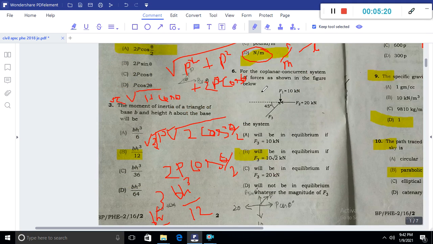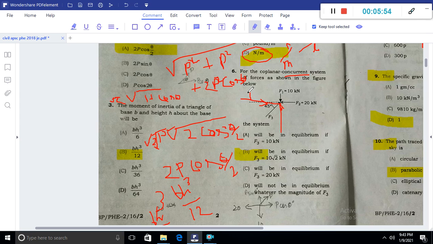So the next question asks: for the coplanar concurrent system. It is coplanar because all the forces lie on the same plane, that is the xy plane, and it is called concurrent. Concurrent means they are meeting at the same point. Suppose this point is A, so at point A all the forces meet. Now we have to determine the value of Ft. So we can resolve Ft in this way.